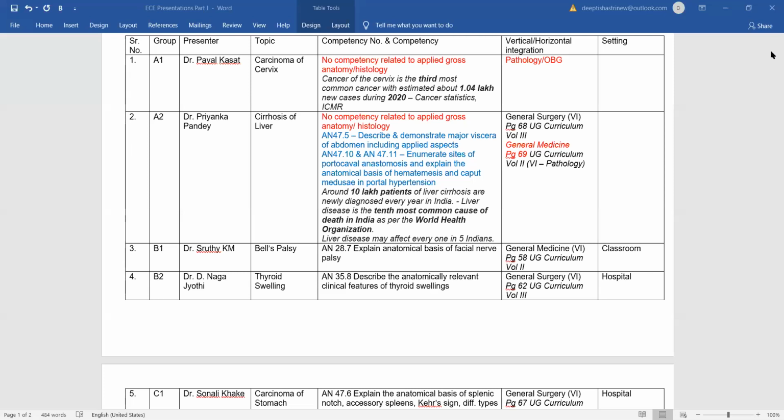I hope you can see the screen. Can you all see the page that I've shared? Yes, ma'am.